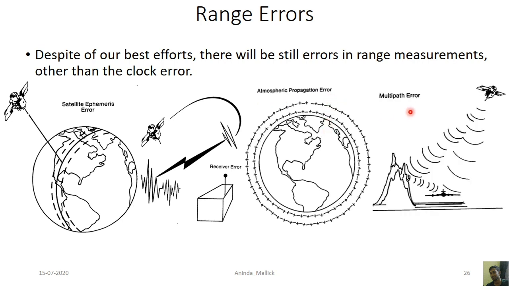So the fourth one is the multipath error. Here you can say this plane is getting a signal directly from the satellite, and another signal which is reflected by this mountain. So that is called the multipath error.